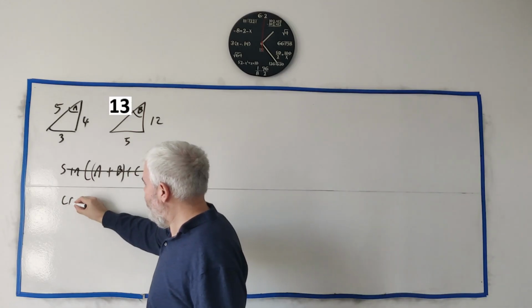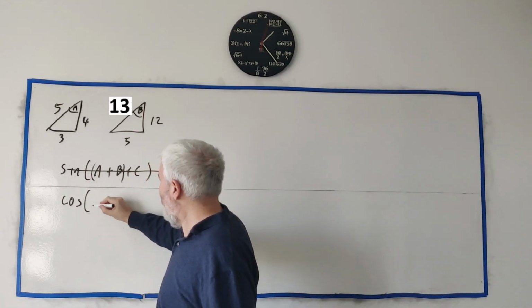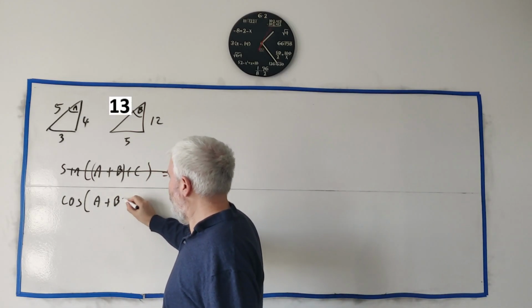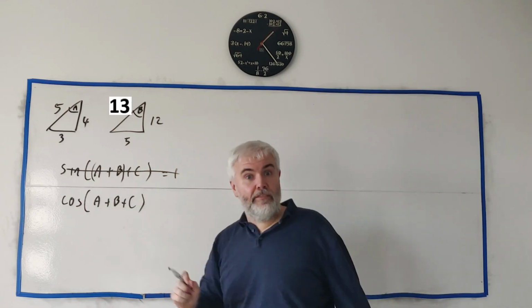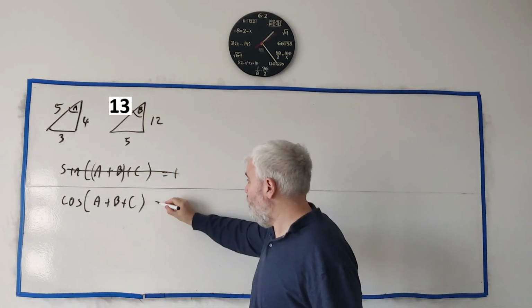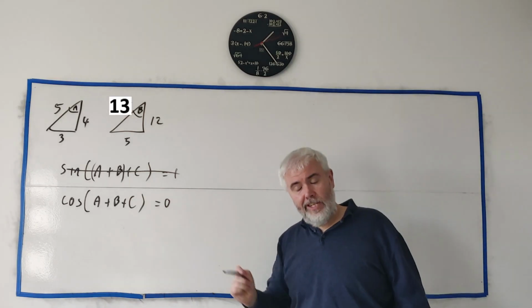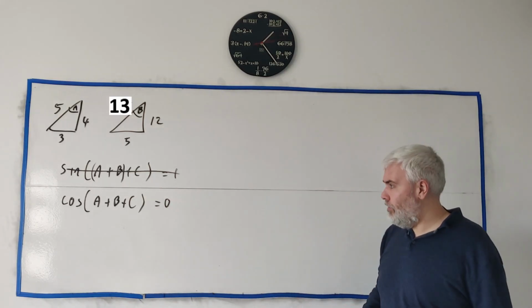So I abandoned that idea and I used cosine. Cosine of A plus B plus C. That's cosine of 90. And that's equal to 0. So that's how I'm going to continue on with this question.